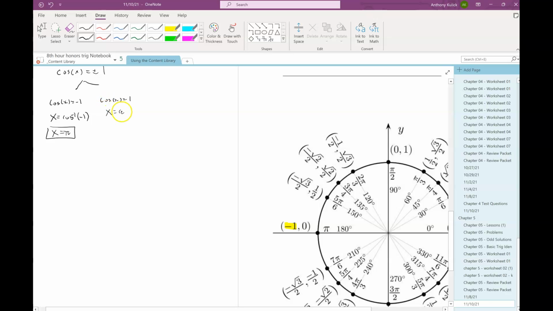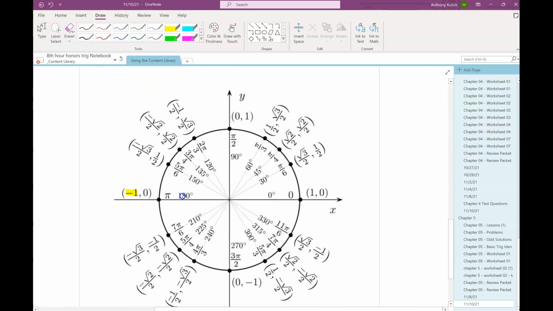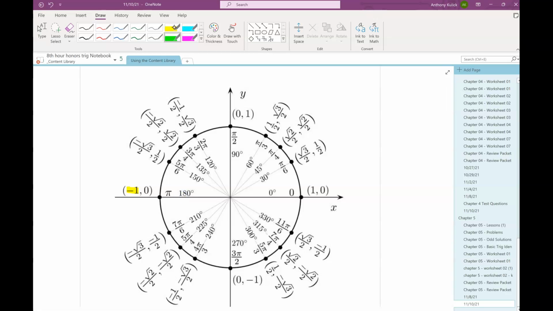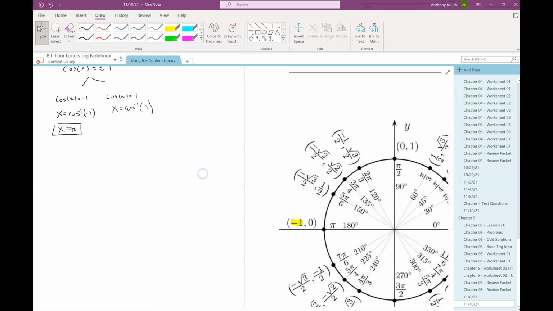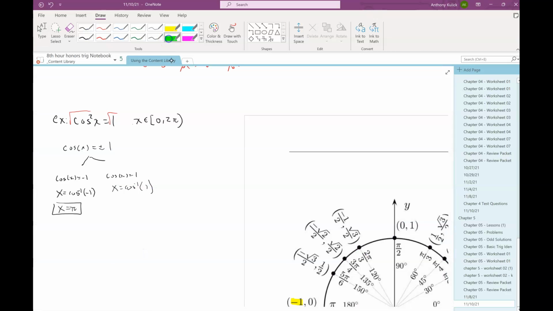And then the other one, cosine inverse of +1. So again, I'm going to go look for the place on the unit circle where cosine is +1. That happens here at 0. Does it happen again at 2 pi? Yeah, but do I care? Why not?